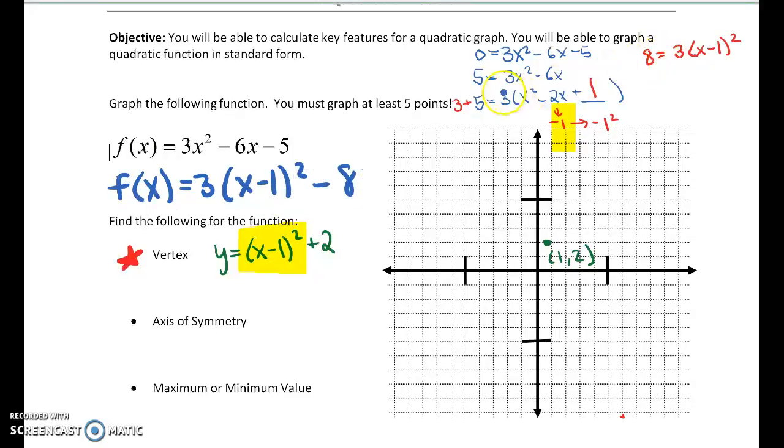And it's really important to factor it out here because that 3 doesn't just go away. That is actually going to tell you how fat or skinny your parabola is, because this is a vertical stretch. You multiply all the y values by 3.